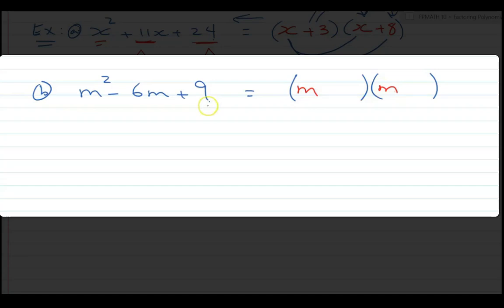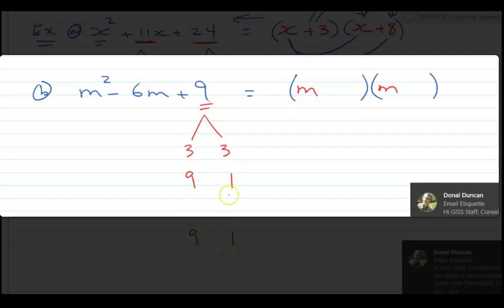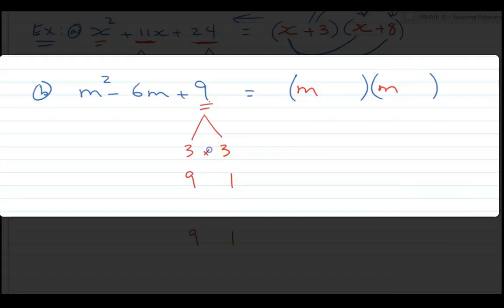So the 9 right here is the constant term of this trinomial, the term that doesn't have any variable in front of it. We need two numbers you multiply to get 9. There are not a lot of options. 3 and 3 is the very first one. The next one is 9 and 1. But remember, at the same time, when you add the same two numbers, you should get minus 6.